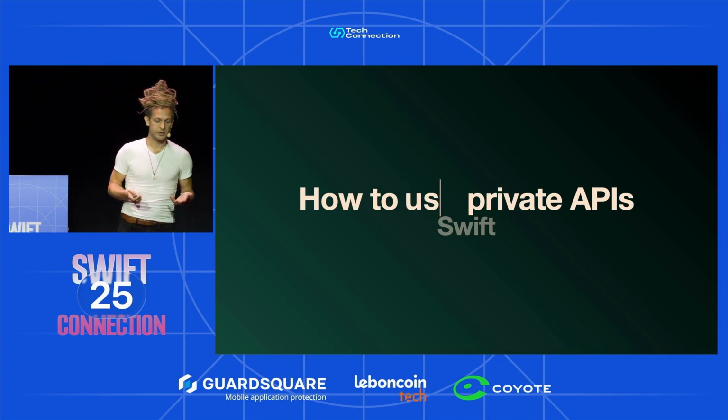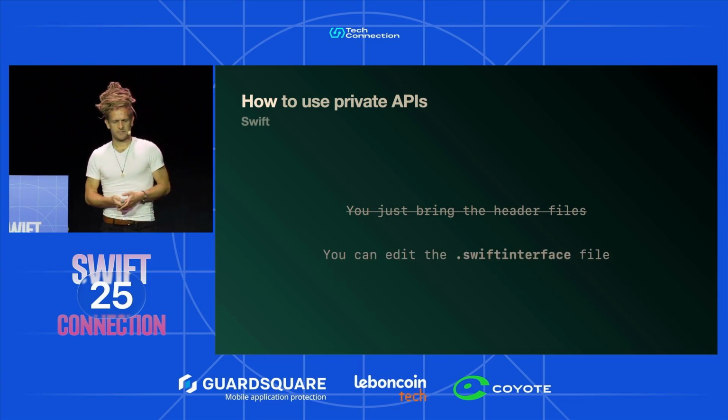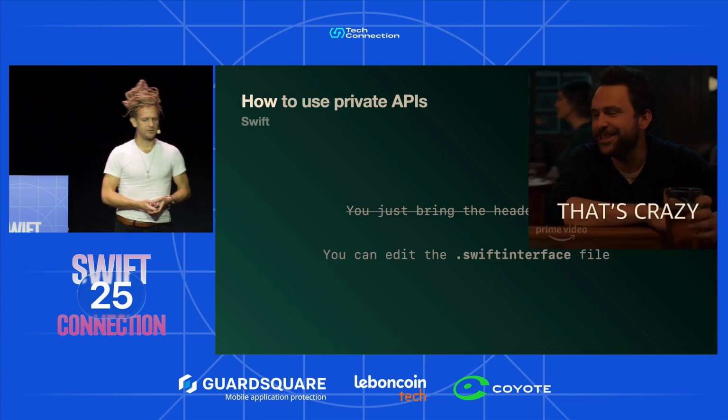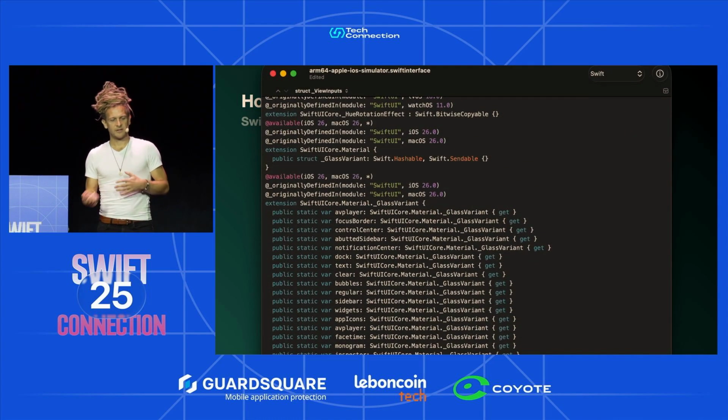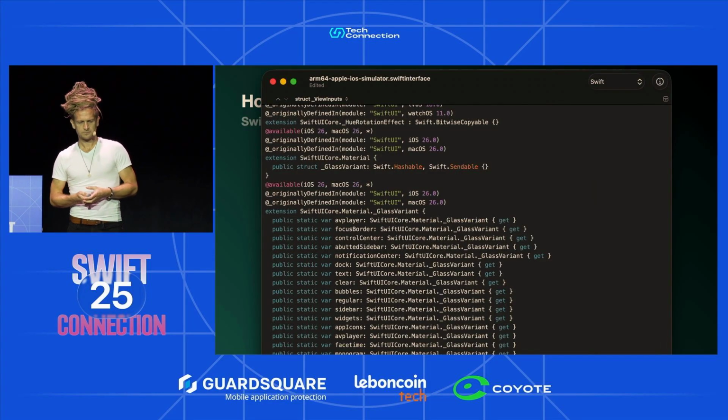Now, how do we use it? Well, we can't just bring the header file. So I tried, and I was like, that's kind of crazy, you can just edit the Swift interface file. But in fact, you can. And I did add a glass variant type that actually exists that belongs to SwiftUI material.